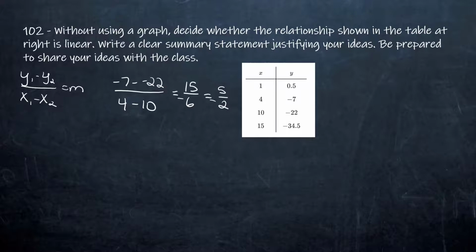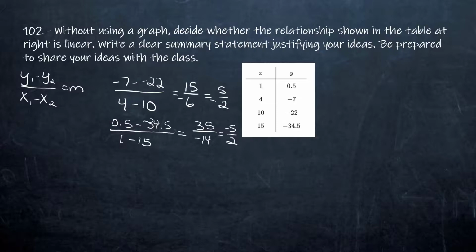All right, the next set of points I'm going to use, I'm just going to go ahead and use the 0.5. So 0.5 minus a -34.5. Then it's going to be 1 minus 15. So that ends up being, if I do a 0.5 plus 30, that's 35 over a -14. And if I reduce that, it's also -5/2 because 7 goes into both.